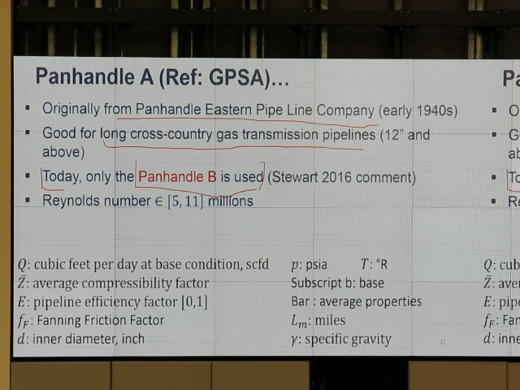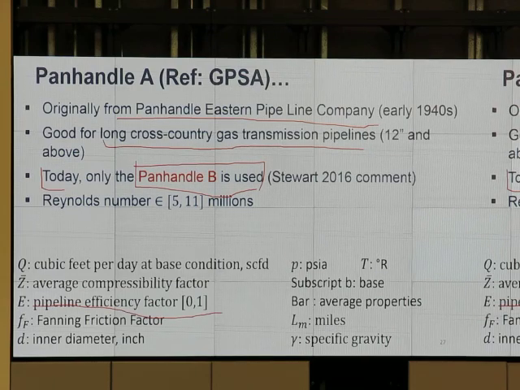That is the Stewart textbook. So Reynolds number is 5 to 11 million. Basically, Panhandle B is for big pipe, cross-country pipeline. If your pipe is 1 mile, it's not cross country yet, right? Use the Weymouth equation. For cross-country pipeline, use the Panhandle equation. All the units are given.